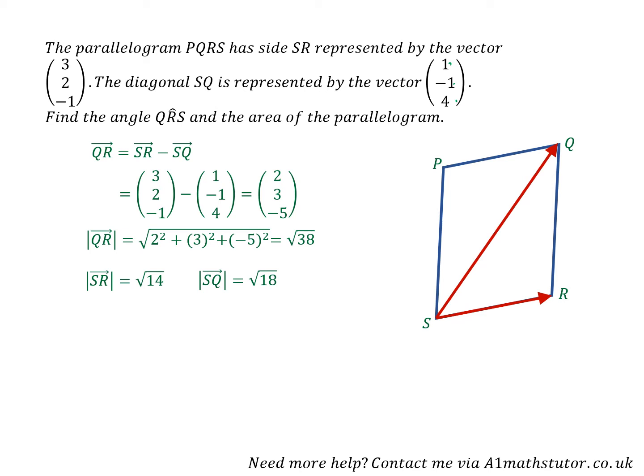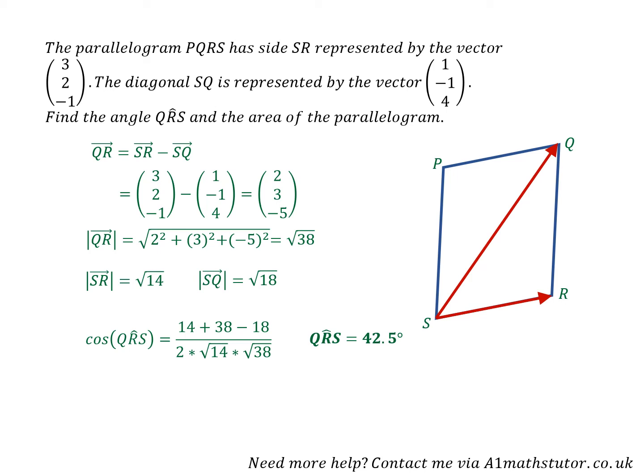Now we've got the lengths of all of these 3 sides of this triangle. I can use the cosine rule. And that's the formula for the cosine rule for finding an angle. And when I put that into my calculator, I find that QRS is 42.5 degrees. So that shows you that my diagram is wrong, because my diagram might lead you to believe that QRS is obtuse, but in fact it's acute.